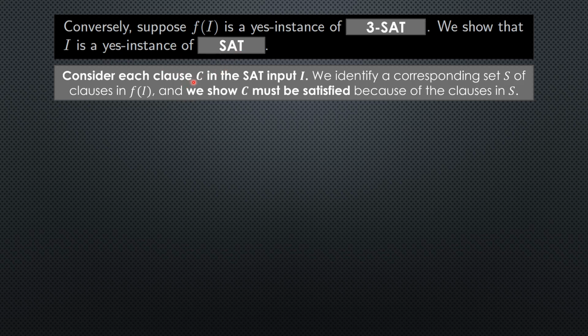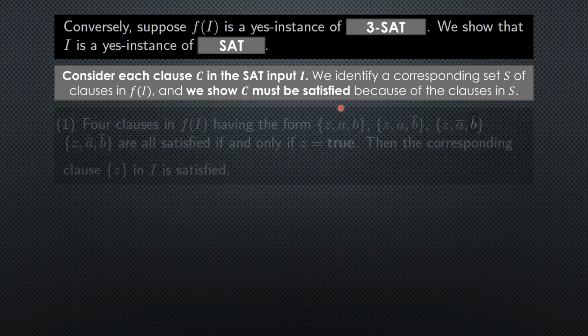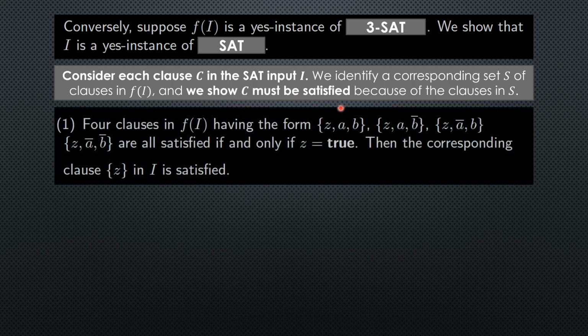Okay? So consider each clause in the SAT input I. We're going to identify a corresponding set S of clauses in the transformed input that we, of course, created when we transformed this clause from I into a bunch of clauses in f of I. And we're going to show that because all those clauses in S are satisfied, because this is a yes instance of 3-SAT, this clause C in the original SAT input must also be satisfied. Okay, so let's see this. This is 4 cases.